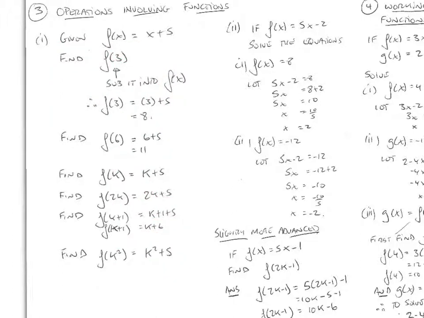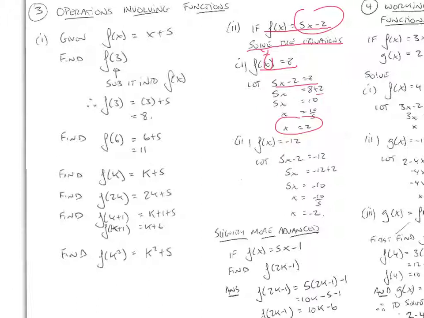Now, here's another example here. If the function f of x equals 5x minus 2, solve the equations. F of x is equal to 8, okay? So we have to find the value of x if 5x minus 2 is equal to 8. So 5x is equal to 8 plus 2, x is equal to 2.